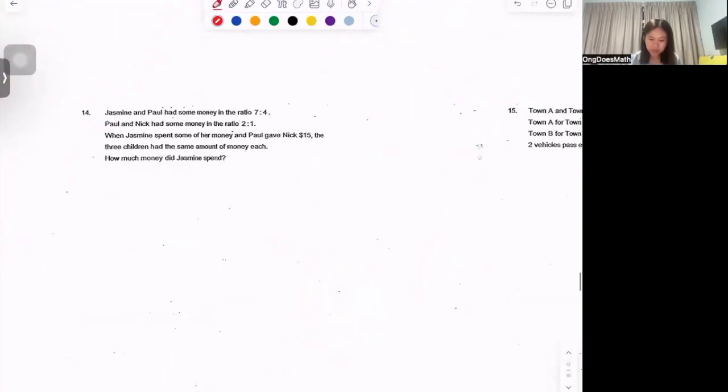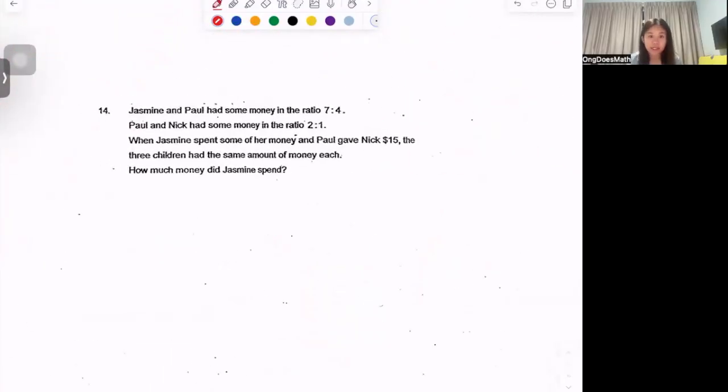Okay, 14. Jasmine and Paul had some money in the ratio 7:4. Paul and Nick had some money in the ratio 2:1. When Jasmine spent some of her money and Paul gave Nick $15, the three children had the same amount of money each. How much money did Jasmine spend?